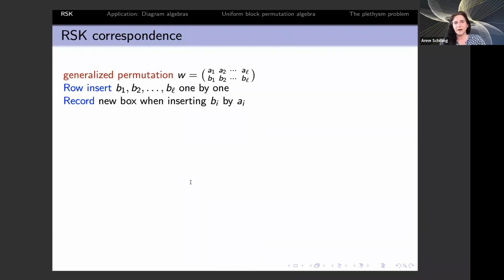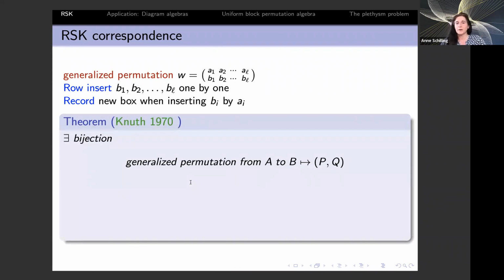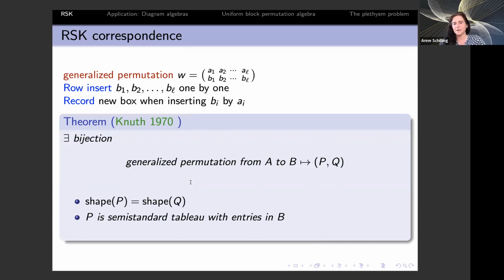And then how does the RSK correspondence work? Well, you take a generalized permutation, and one by one, you row insert the letters B_1 up to B_L. And you also record, wherever you add the new letter when you do this insertion, you keep track of that by a recording tableau where you insert the letters A_i from the top row. And then Knuth proved that there is indeed a bijection between generalized permutations from A to B and pairs of semi-standard Young tableaux P and Q, where the shapes of the two tableaux are equal. P is a semi-standard Young tableau with entries in B, and Q is a semi-standard Young tableau with entries in A. So that's a review of the RSK algorithm with generalized permutations.